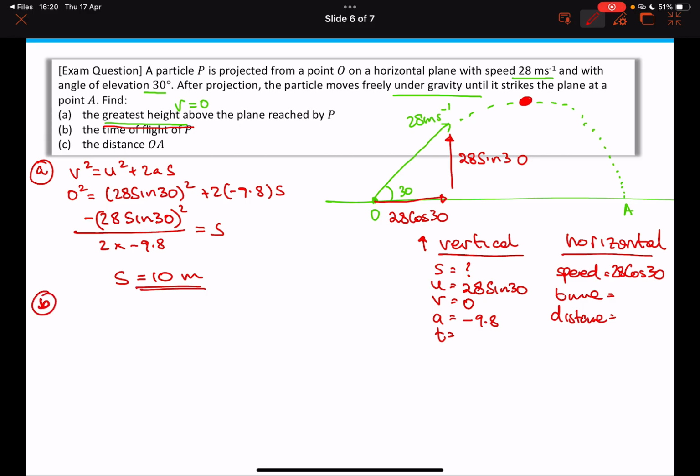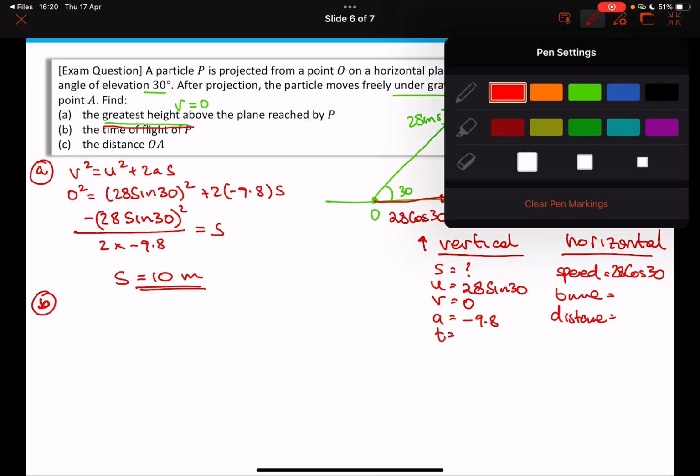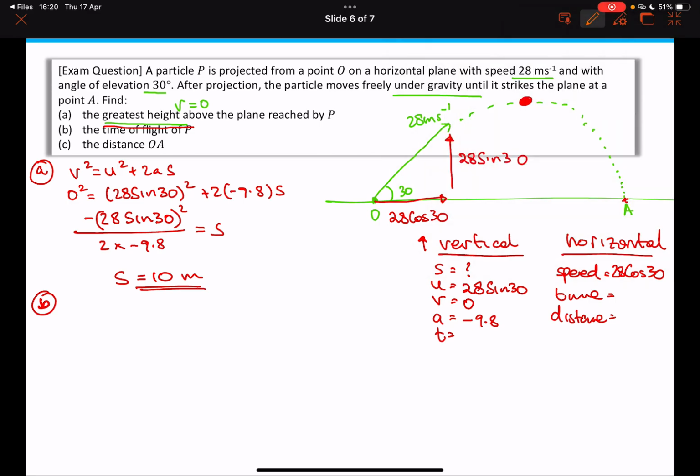So moving on to part B, which is asking us the time of flight of P. The time of flight is how long it takes to go from point O to the point A. So that's the whole journey in this case. We just need to adjust our vertical axis a little bit. I'm going to redo this vertical axis using a different color pen, and again I'm going to take upward as positive.